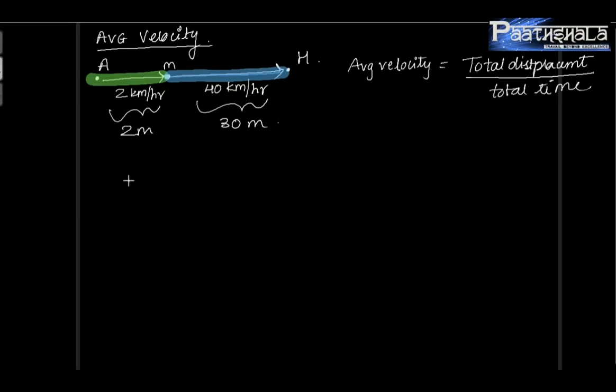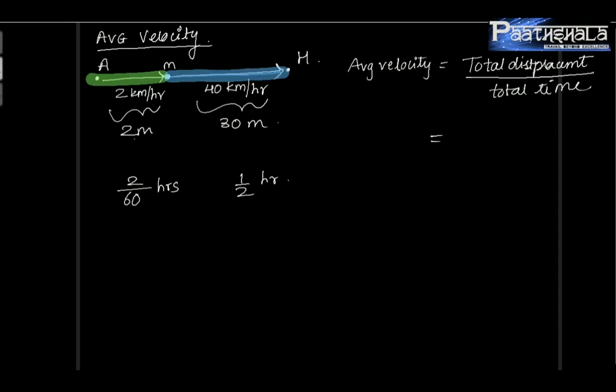So 2 minutes is how many hours? 2 upon 60 hours, right? 30 minutes is how many hours? Half hour, right? So here, total displacement of Aditya, how do we calculate total displacement? Velocity into time is distance, right? And here distance is the same as displacement because it is linear motion in one direction.